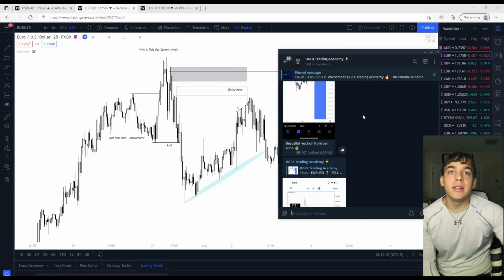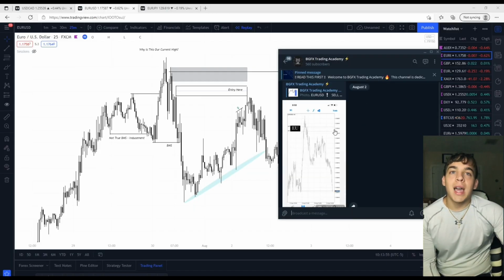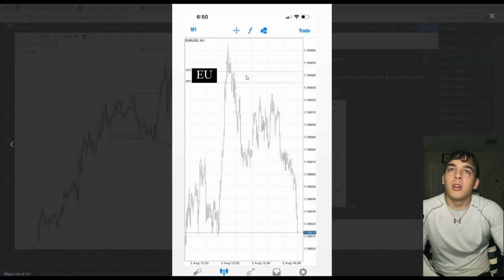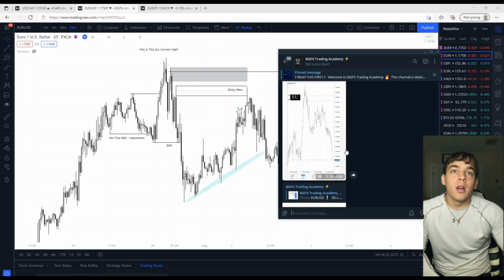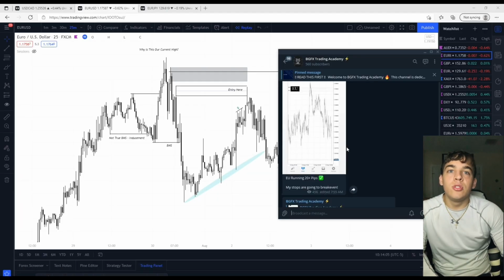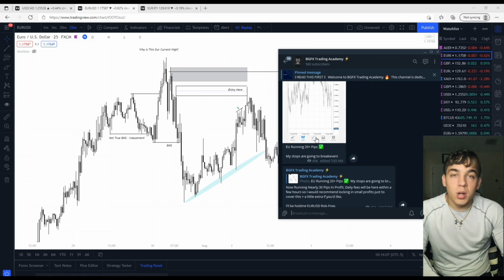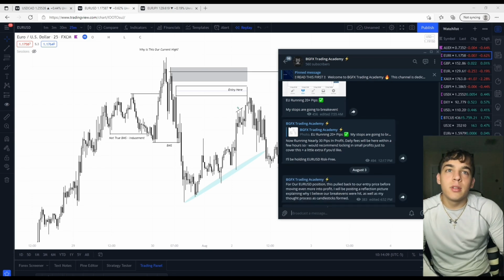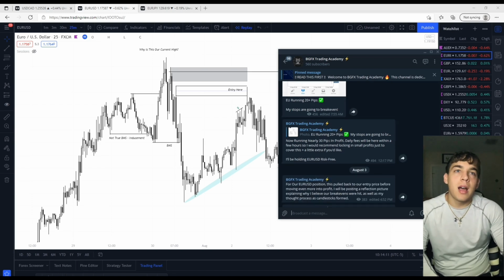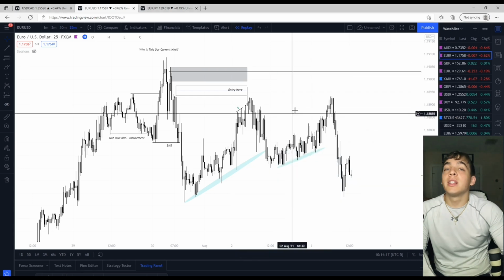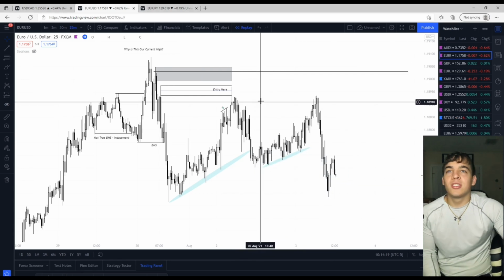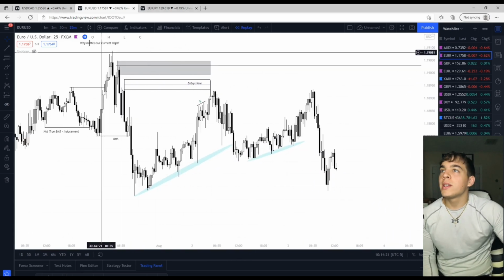We did react a decent amount. Beautiful reaction from our zone. My entry was around the 1894 area, and then we melted off even stronger right here a little bit later into New York. And then EU ran 20 plus pips, my stops went to break even, and then it nearly ran 30 pips in profit. Daily fees will be here, so I'd recommend locking small profits in just to cover this plus a little extra. So I did lock just a little bit of profits in, and then the rest of this trade got taken out at break even.